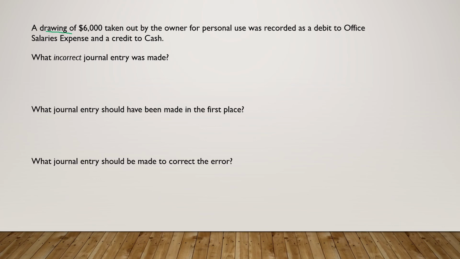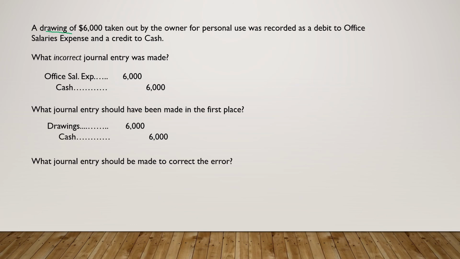First off, let's determine the journal entry that was made, incorrect though it may be. We debited office salaries expense and credited cash for $6,000. What's the entry we should have made? Instead of debiting office salaries expense, we should have debited drawings. Everything else is the same.